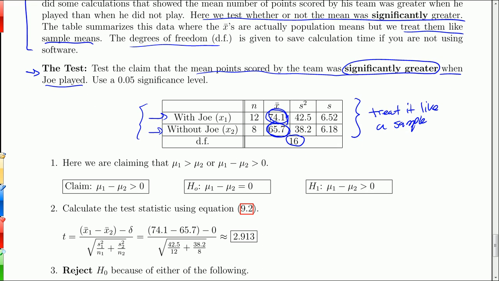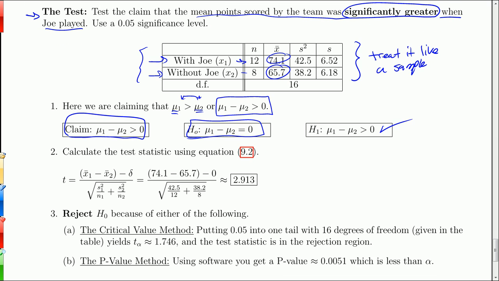Okay, so we're going to treat it like a sample, and the claim is that the mean for all the games when Joe played is greater than the mean for all the games that Joe did not play. All right? And so, subtracting mu2 from both sides, we get mu1 minus mu2 is greater than 0. So we have a right-tailed test. That's our claim: mu1 minus mu2 is greater than 0. The null hypothesis gets the equality, and the alternate supports the claim.